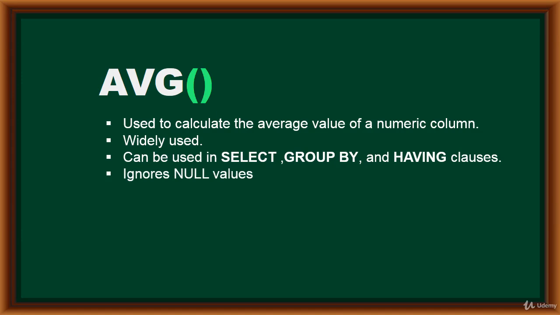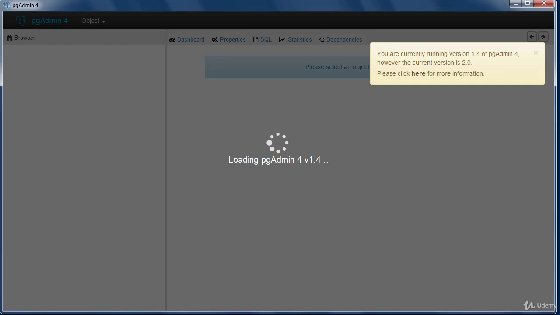AVG also ignores null values. So where you have null values in a set of rows that you are applying the AVG function to, it will ignore the null values. So this is what the syntax looks like. You indicate the name of the function, which is AVG, followed by the column you are applying the function to. I'm just loading up pgAdmin.